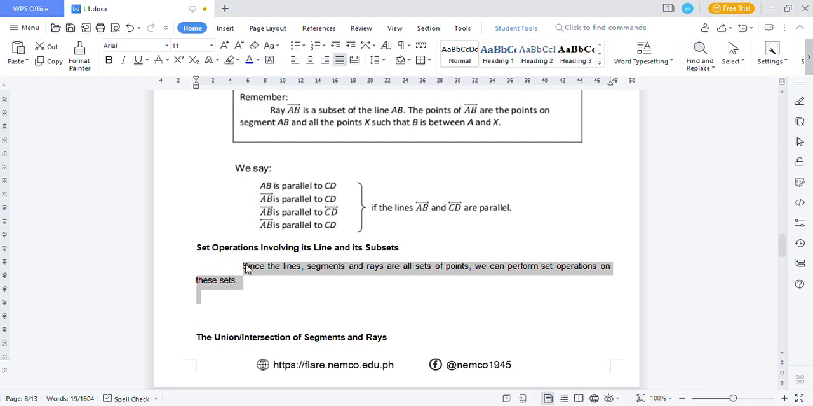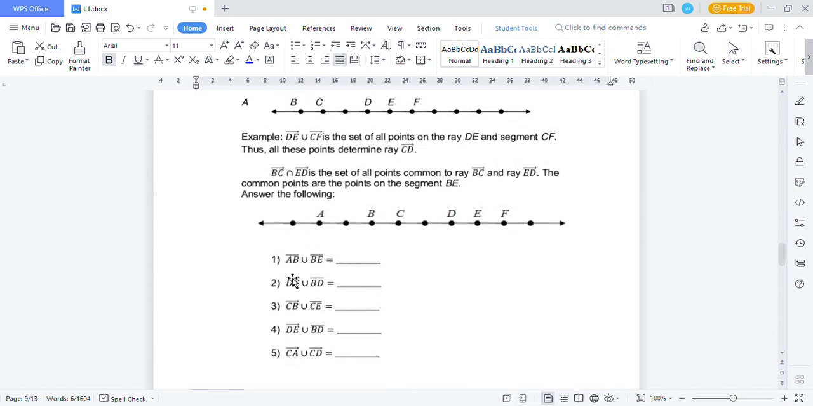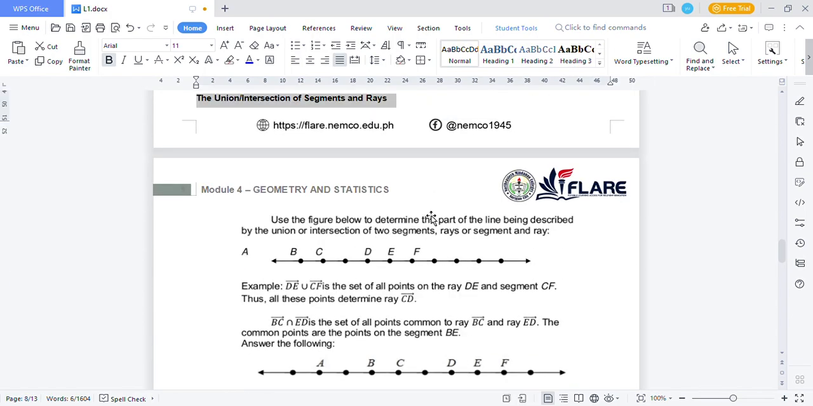So again, we will go back here to the set operations involving lines and their subsets. We will call the union and intersection of segments and rays. We will just appeal to this.